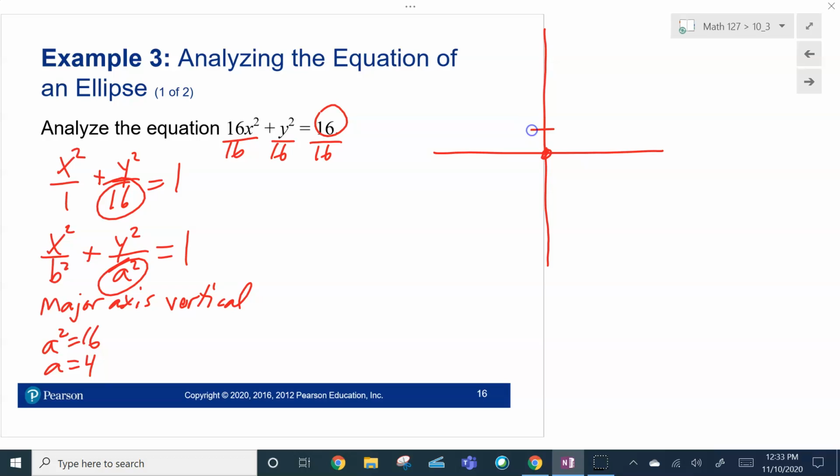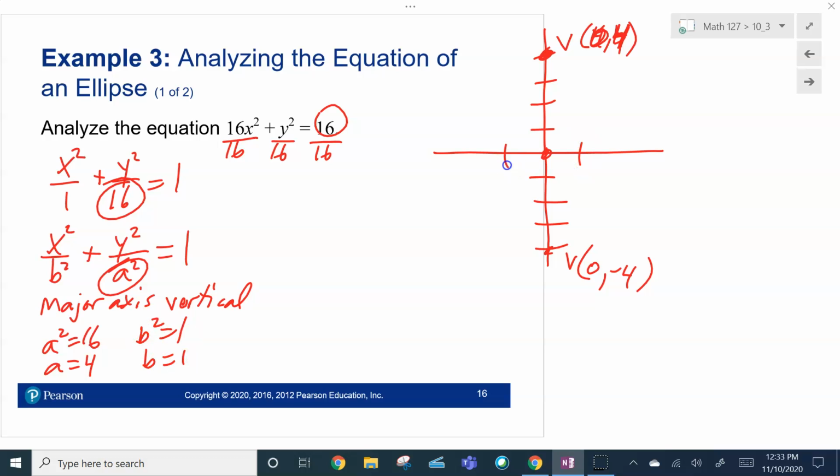So I'm going to go up 4 for my vertex, and then down 4. So there's one vertex, 0, 4, and the other one's at 0, negative 4. My b squared is 1, so I got b of 1. So there's my co-vertices: 1, 0 and negative 1, 0. I kind of draw this thing a little bit.